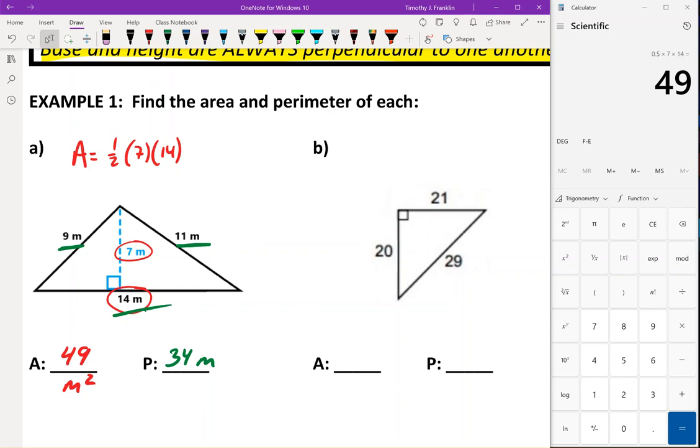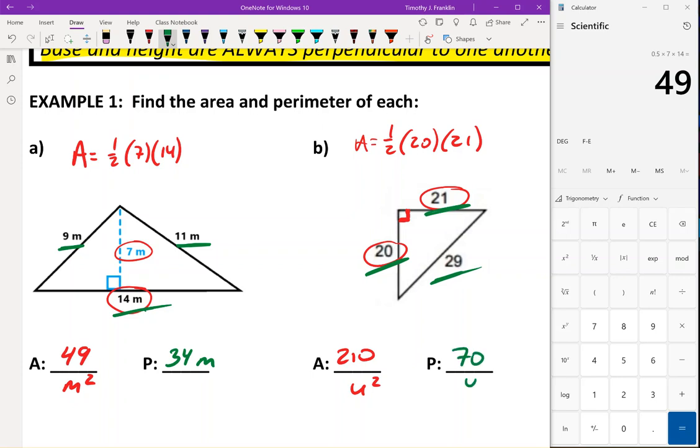This is a right triangle, so we know that our base and height are the two perpendicular sides, 21 and 20. It doesn't really matter which one is the base and which one is the height, because we are just multiplying them together. So the area here is 1/2 times 20 times 21. Well, 1/2 times 20 is easy enough. That's 10. And 10 times 21 is 210. Now we're not given units on this triangle, so we can just say units squared. And for the perimeter, again, add up the three sides, 21, 20, and 29, and that is 70 units.